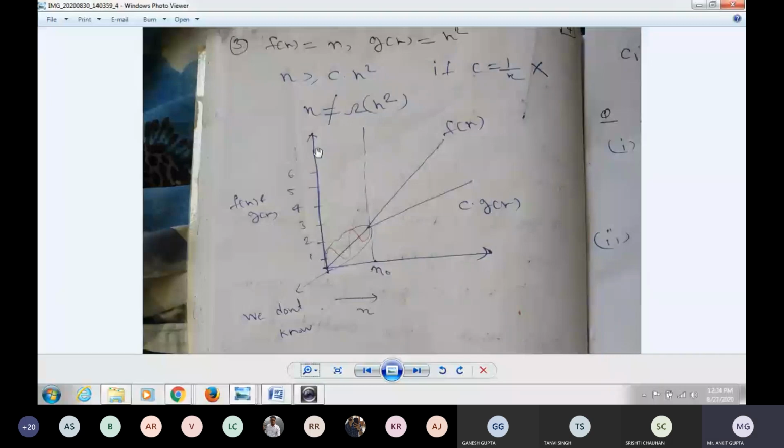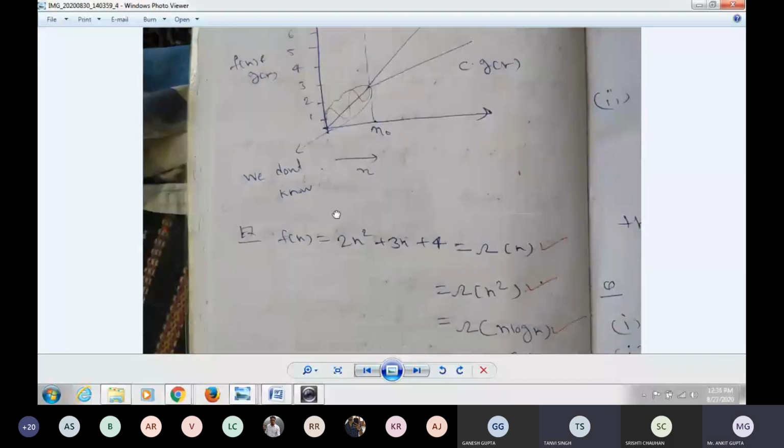Okay, so y-axis and x-axis. In the x-axis, I will take the value of n. Whenever I do not have the value of n naught, before that point I cannot comment on anything, because I don't know whether f(n) is greater or g(n) is greater. But if I get the value of c and the value of n naught, then clearly I can say that f(n) will always be greater than or equal to g(n). So f(n) is above g(n).